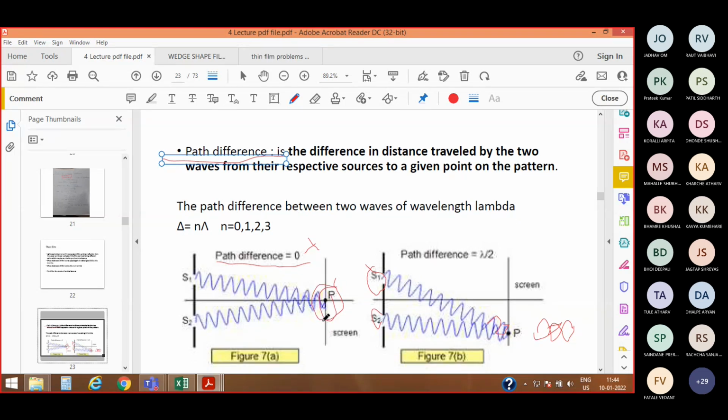This is your screen. At this point you are getting the bright color of the light, or the intensity of light is very high. When the path difference is lambda by 2. Okay, here path difference is lambda, or you can say path difference is 0. The wavelength is lambda, and here path difference is lambda by 2. Then we are getting the destructive interference, meaning both the waves are out of phase. Crest of one wave is superimposed with the trough of the other wave. At that point we are getting the black line or black band.